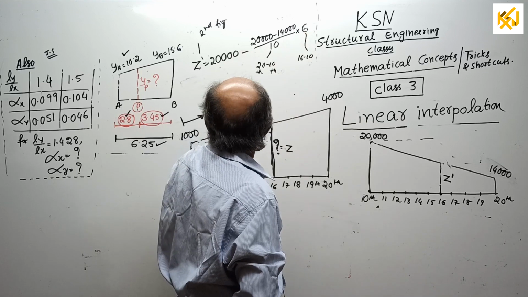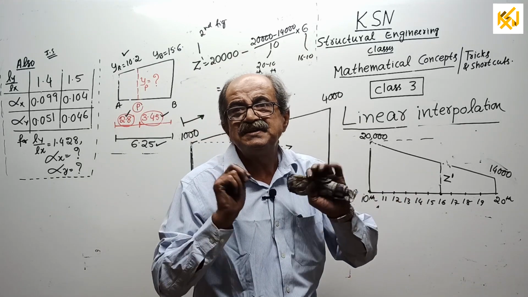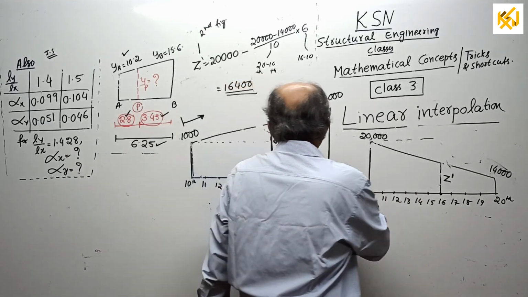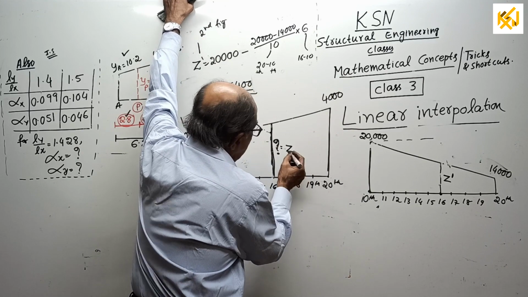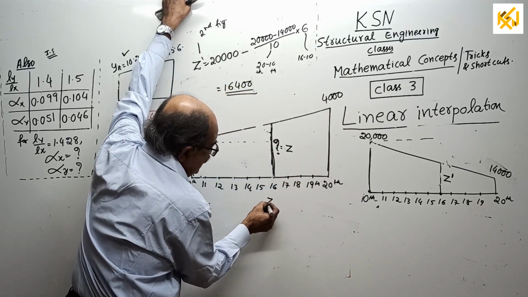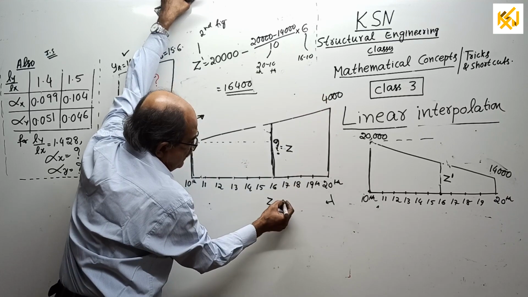600, 3,600 is correct. 60,400. Okay, now just to understand, I will tell you from this side if you calculate. Or alternately, I will tell the Z once again if you start from here. Just to understand, see, 4,000.